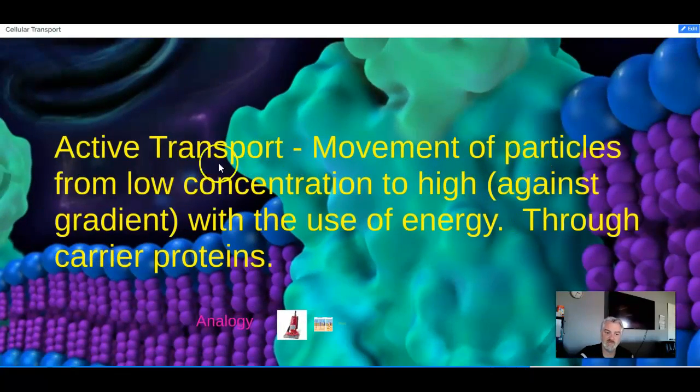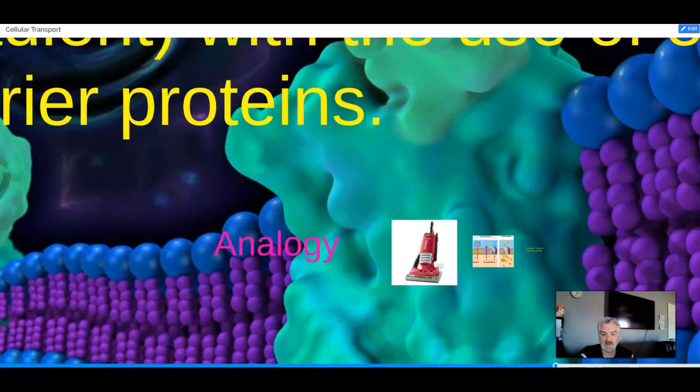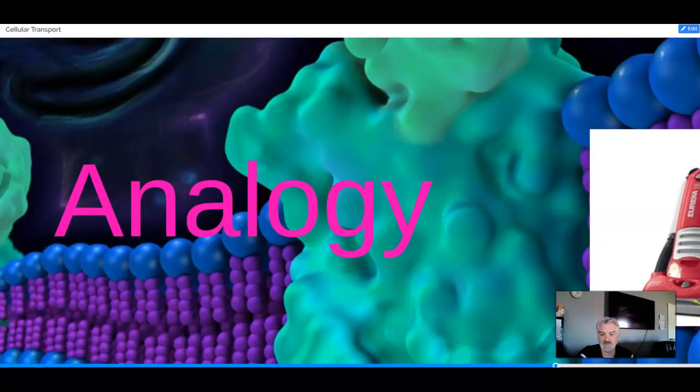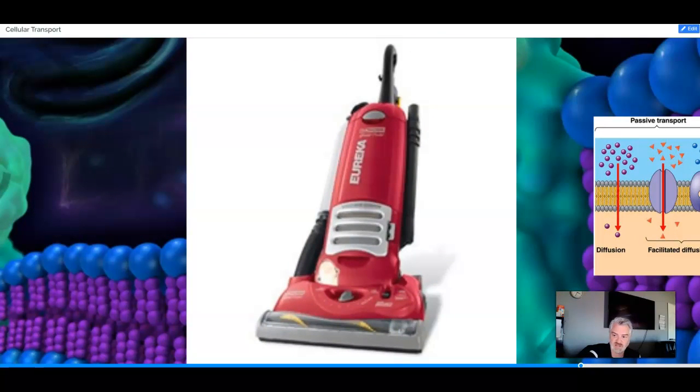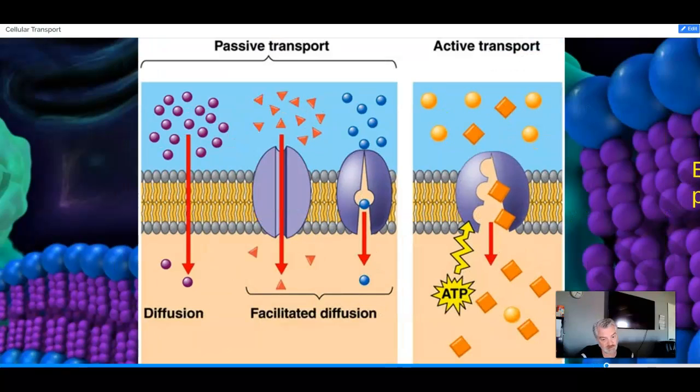Active transport is the movement of particles from low to high against their gradient, or up their gradient. So it requires energy for this to take place. And it occurs through these carrier proteins. And if you look at this, the example I like to give is of a vacuum cleaner. Vacuum cleaners take dirt from a carpet, which is in a low concentration, and put them into the vacuum bag, which is in a high concentration. So it requires energy. You have to plug that vacuum in to get it to do that. This is an example of the active transport.